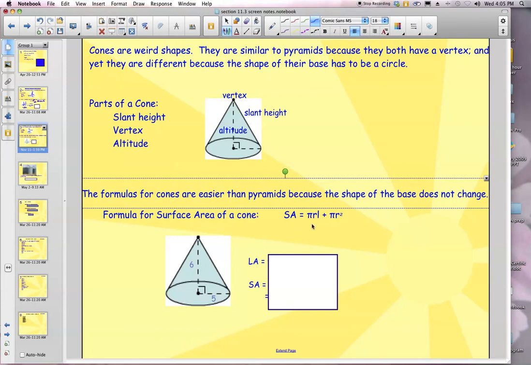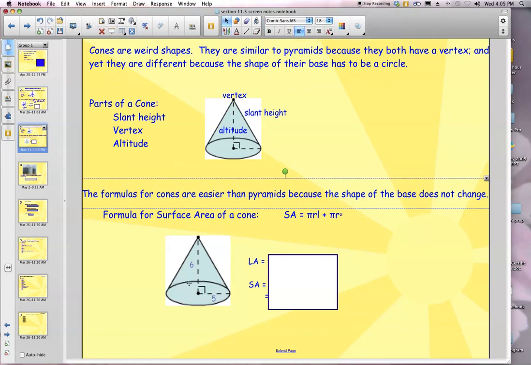The formula for surface area of a cone, the lateral area is just pi times radius times slant height. So pi times the radius times the slant height, and then the area of our base, since our base is a circle, is just pi r squared.